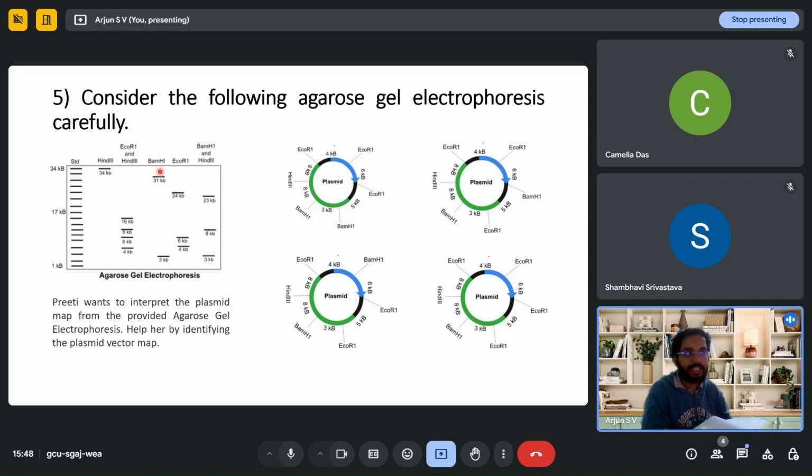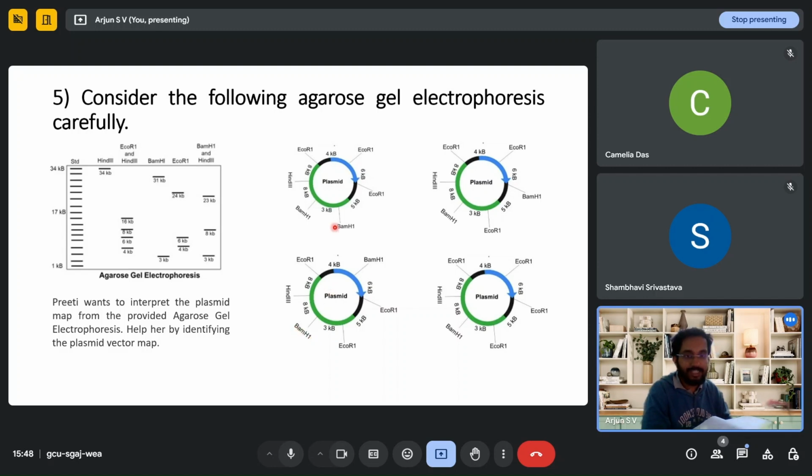But we'll come to the case of BAM H1. BAM H1 has two bands. One gives a 31 kilobase and the other's molecular weight is 3 kilobases. So we know that since it has two bands, BAM H1 has two restriction sites. In option D, if you see, there is only one BAM H site. So option D is automatically ruled out. The other three options are valid: two BAM H1 sites each.